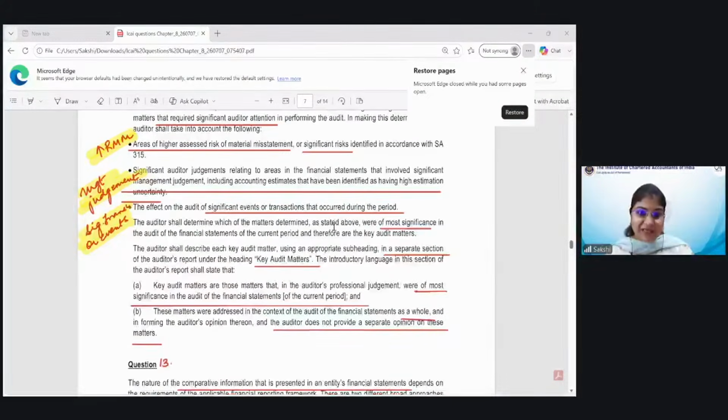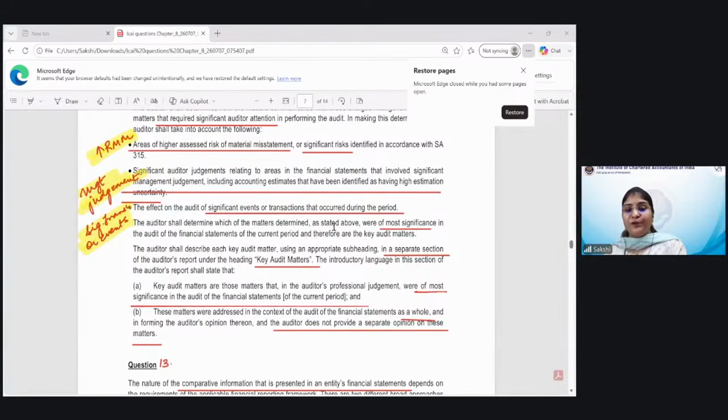Okay. Next, the effect on the audit of significant events or transactions that occur during the audit. There could be significant matters involving foreign exchange transactions, involving a voluminous volume of transactions. So there could be significant events. The auditor shall determine which of the matters determined as stated above were of most significance in the audit of the financial statements of the current period and are therefore the key audit matters.